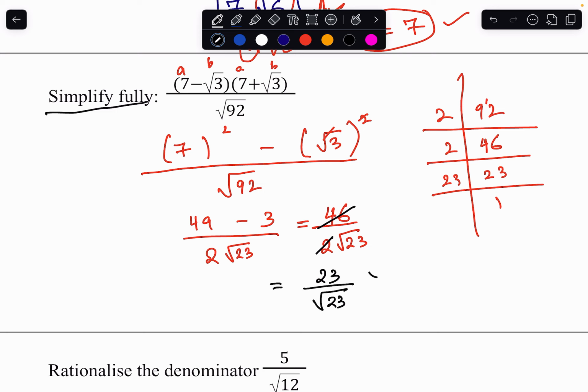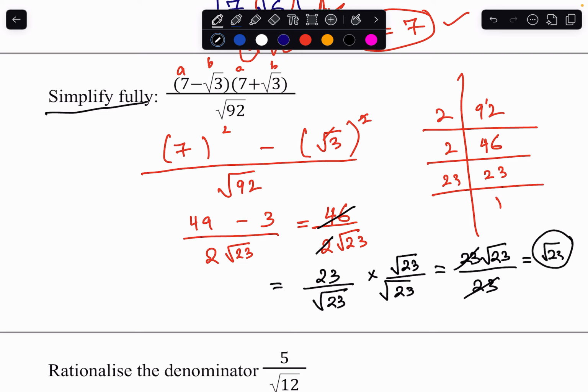Now, if you want to rationalize, you just have to multiply root 23 over root 23 in the denominator. What you will get from the denominator, this 23 will become only 23, and from the numerator it will become 23 root 23. That's how this will cancel this, and root 23 will be your final answer. So what we observed here is that in this case, the direct answer will be this. Means you just write this denominator upside and that will be your final answer.